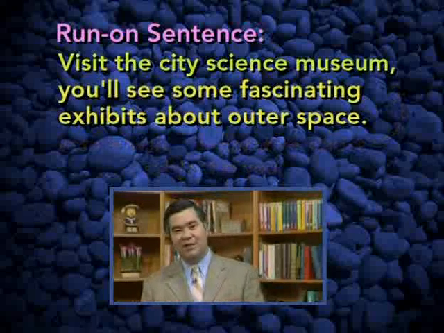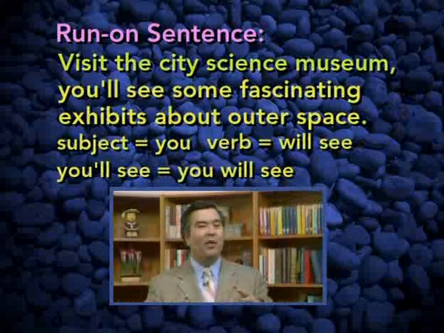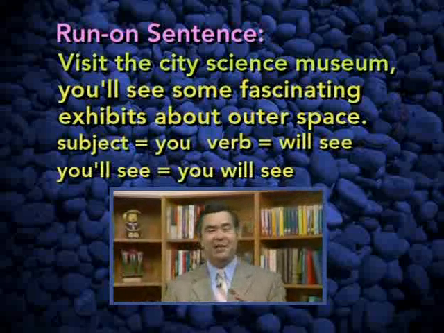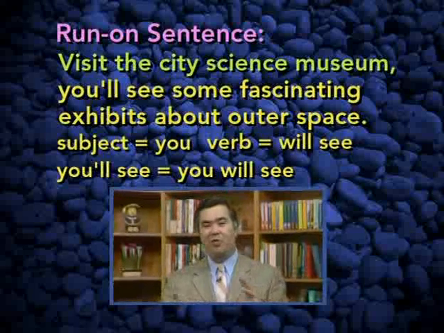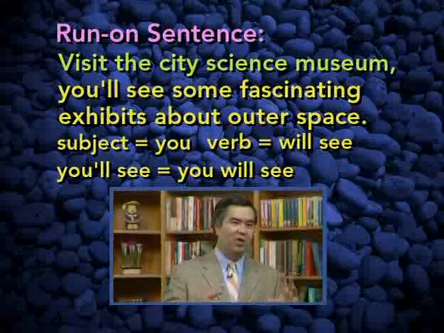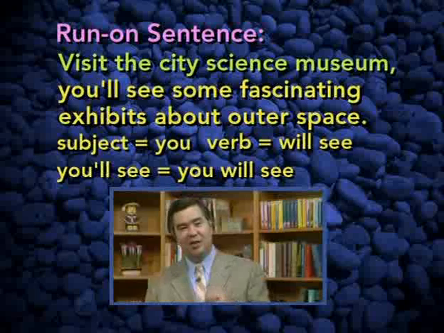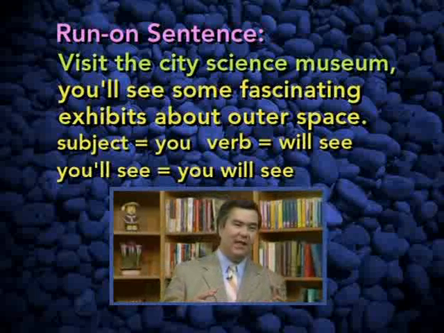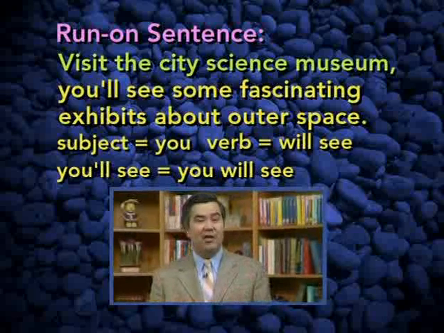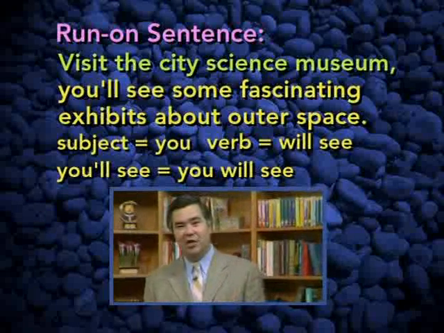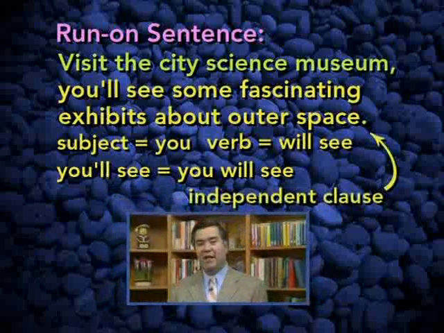In our second clause, the subject is you, and the verb is will see. In this case, it takes the form of the contraction apostrophe LL instead of spelling out the word will at full length. But the words you'll see really mean the same as you will see. So in the second clause here, the verb is will see, and the subject is you. So we have two clauses here, either one of which could stand alone as a sentence. Look at that second clause. You'll see some fascinating exhibits about outer space. That could stand alone as a sentence.